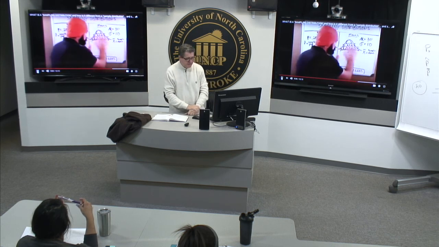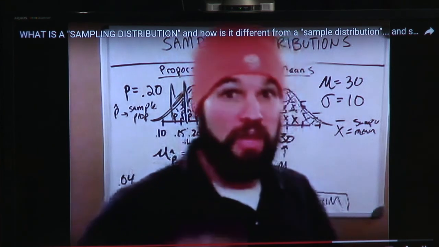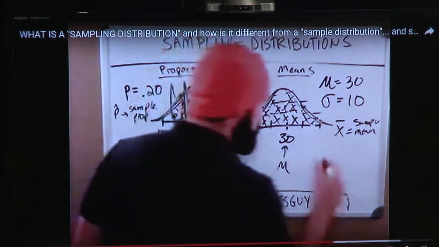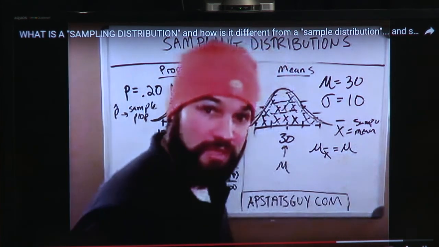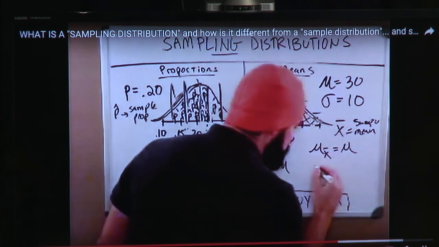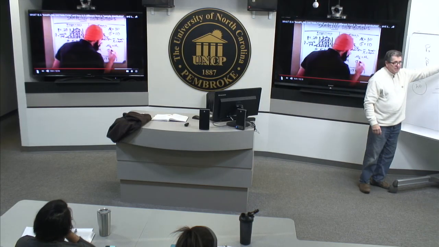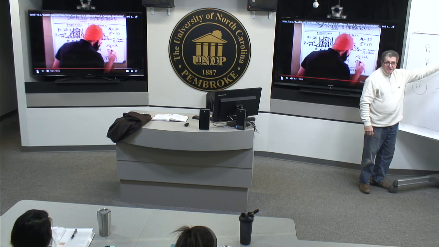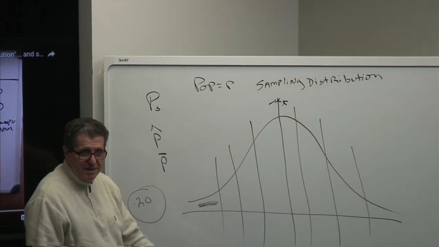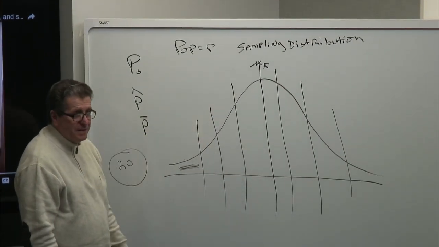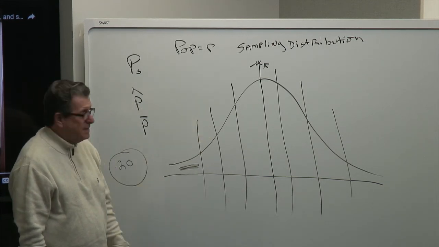But the X bars all land near the true mu. And we know, given on our formula sheet tells us this, that the mean of all the X bars is just the true mean of the population. So all the X bars are centered around the true mean. The mean of all the X bars, right? This is the sampling distribution. This is the mean of a sampling distribution of sample means.